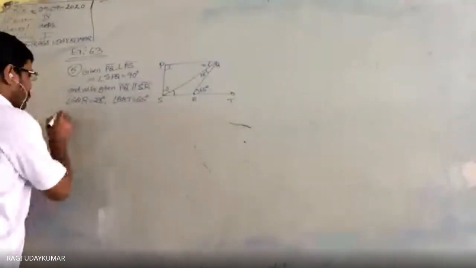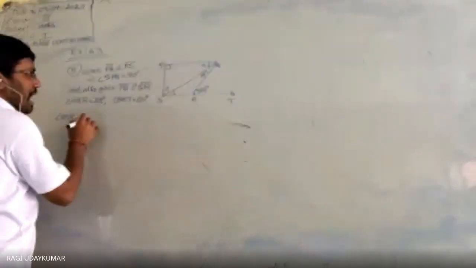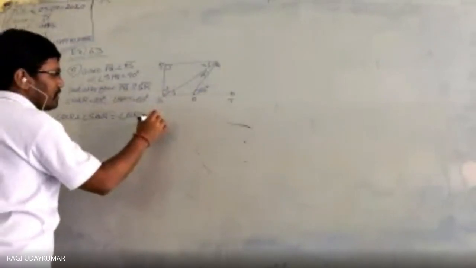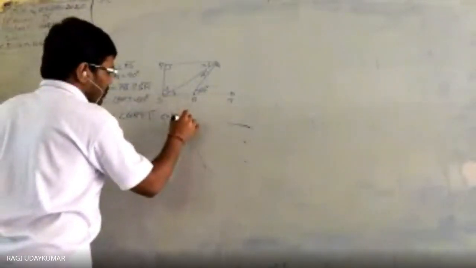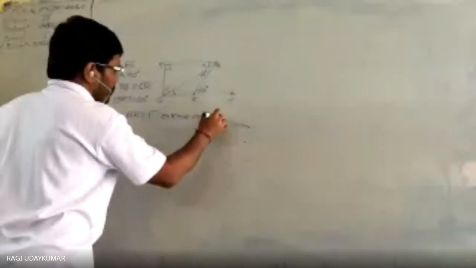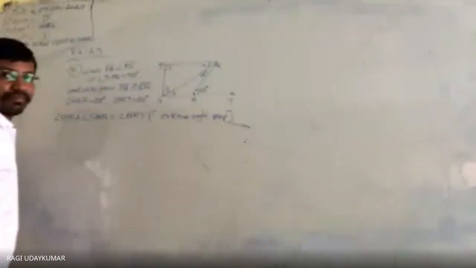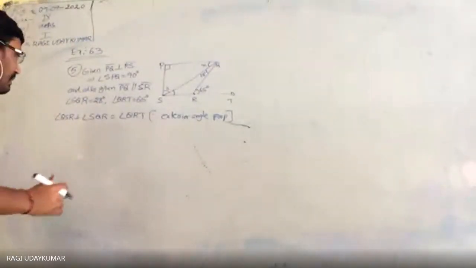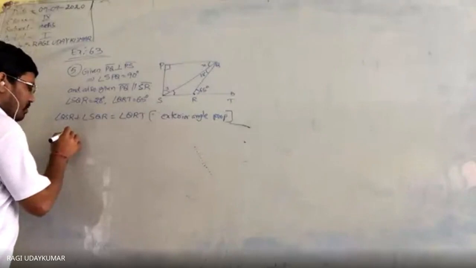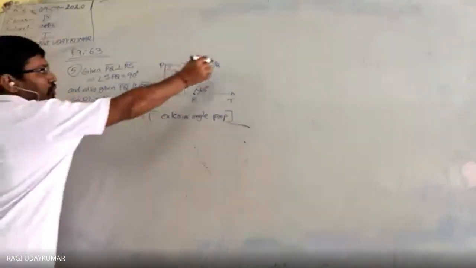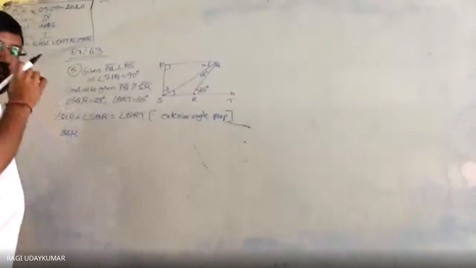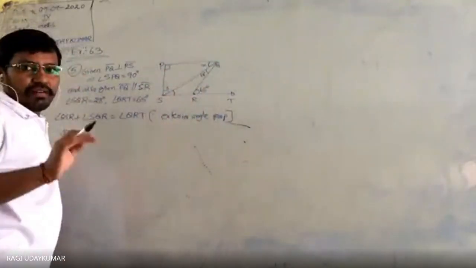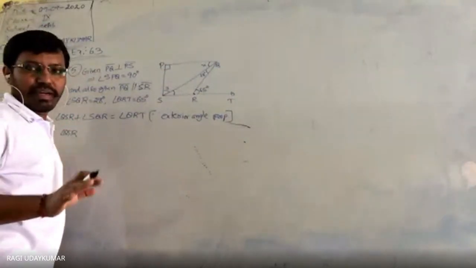Angle QSR plus angle SQR is equal to angle QRT. This is the exterior angle property. Whenever you use any property, like the angle sum property, better you write that down. Angle QSR we need to find out. Wherever an angle is written, your eyes should go to that angle in the figure, otherwise you cannot identify it. Geometry cannot be understood.